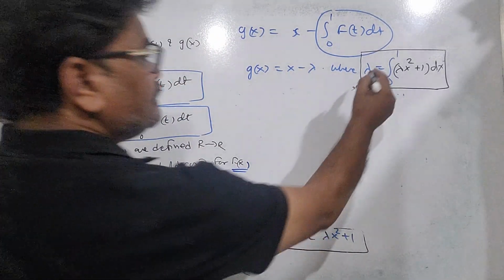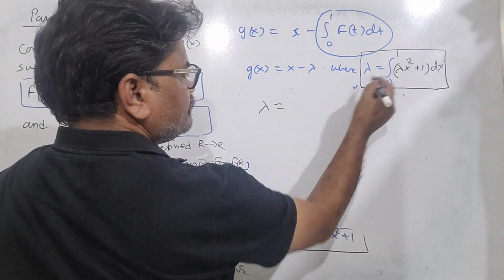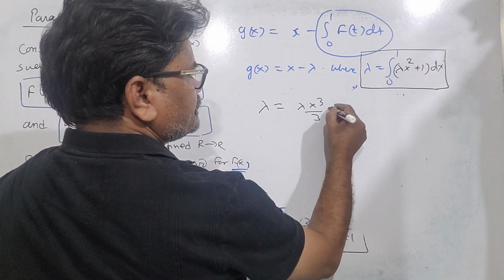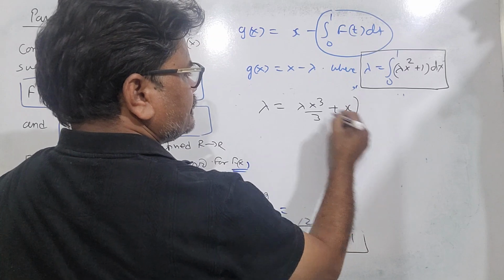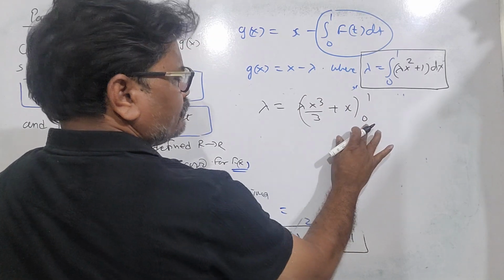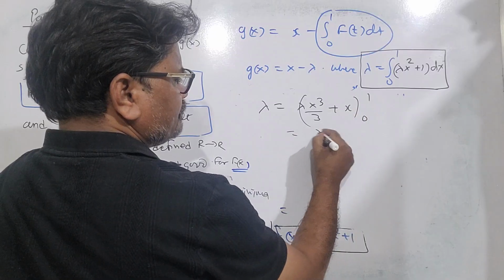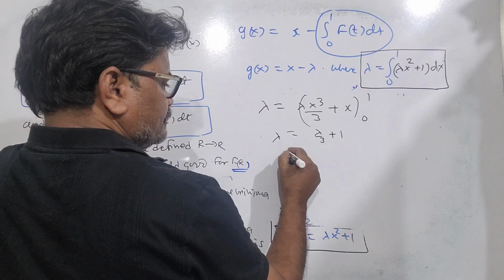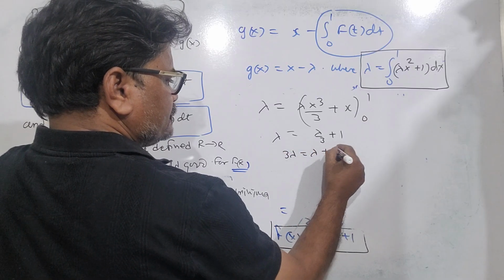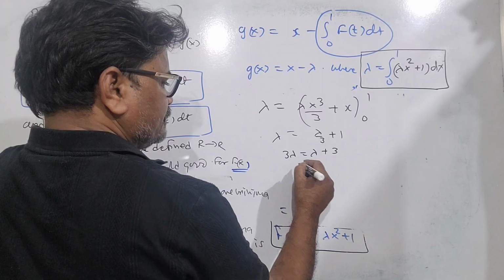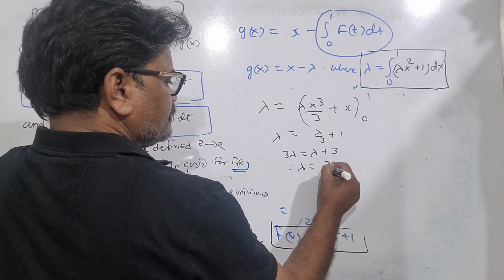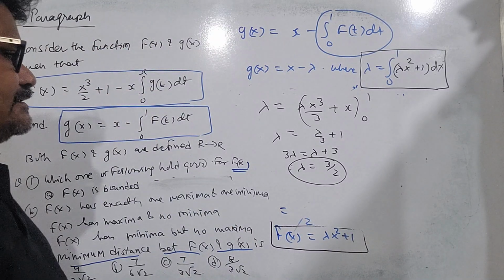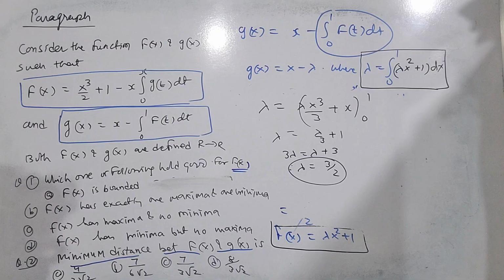Now I will determine lambda from here. So lambda equals lambda x cube by 3 plus x, and then I will put the limit 0 to 1. Lower limit is 0. So this is lambda by 3 plus 1, which is lambda. Correct? So this is 3 lambda equals lambda plus 3, multiplied by 3. So therefore lambda is equal to 3 by 2. That is, we have determined lambda. Lambda is 3 by 2.